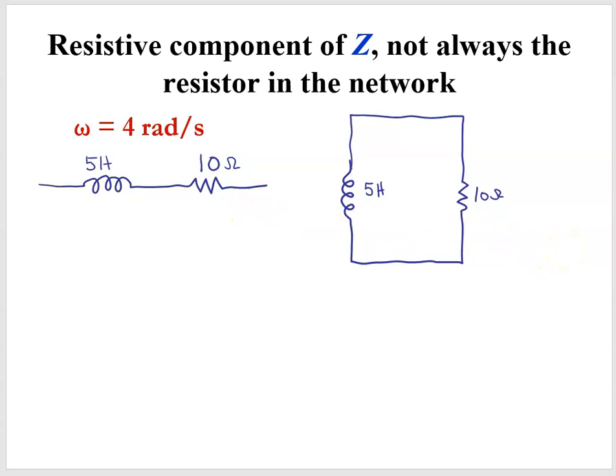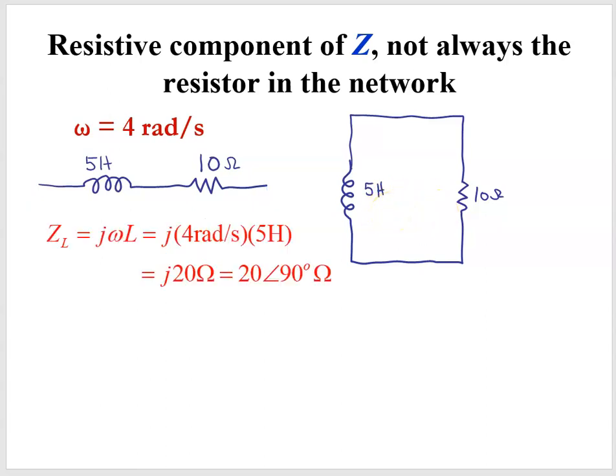If we're looking at the series equivalent impedance here, this Z in is going to be equal to R plus jωL, so we have our real part plus j times the reactance. Here the resistor in series will be the resistance of the series impedance. However, that's not going to be true when the two are in parallel.